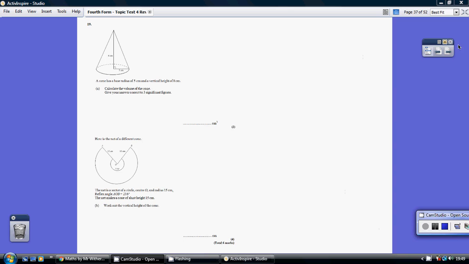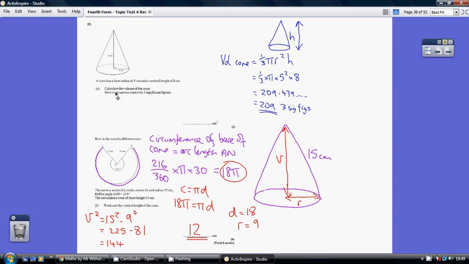Question 19. So, part A is pretty straightforward. Calculate the volume of a cone.